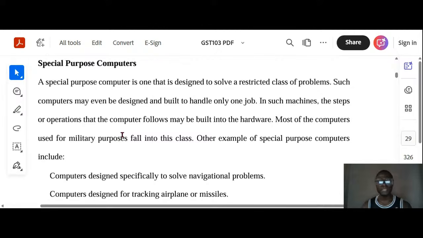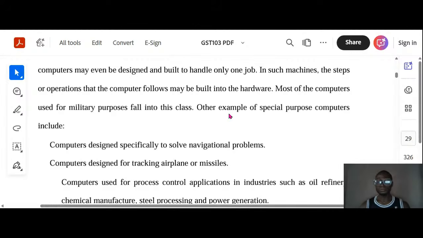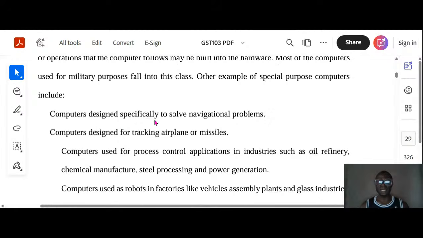Most of the computers used for military purposes fall into this class. The computers used in programming their missiles, all those weapons of war, are mostly special purpose computers. Other examples of special purpose computers include computers designed specifically to solve navigation problems, the GPS computers, and computers designed for tracking airplanes or missiles. They are all special purpose computers.